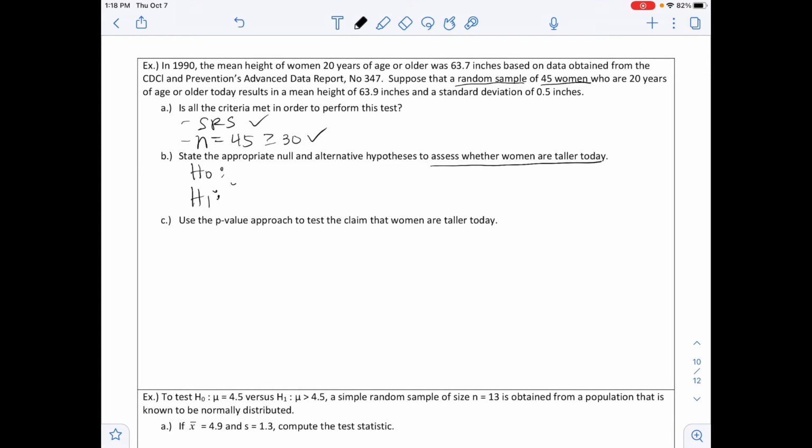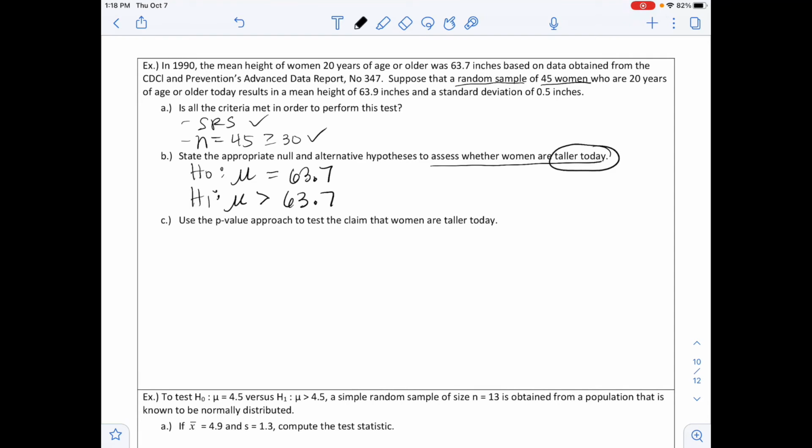So since we're talking about average height or the mean height, I'm going to go ahead and put mu. An equal sign is always for our H naught or our null hypothesis. And that height that we are looking at is what they found in 1990, which is 63.7 inches. And now they're asking if they're taller today. And since taller would be greater than that 63.7 inches.